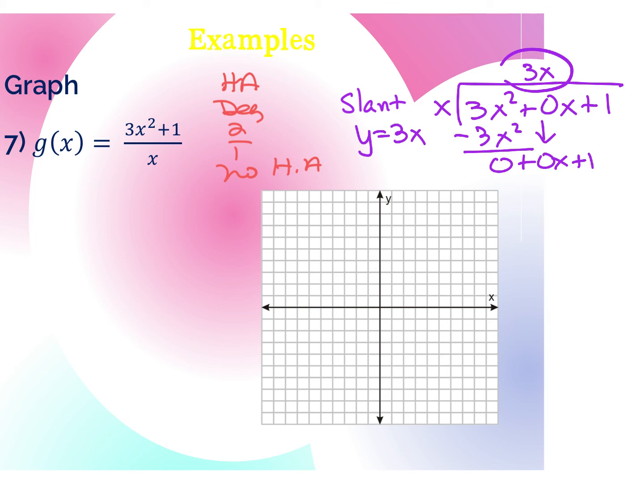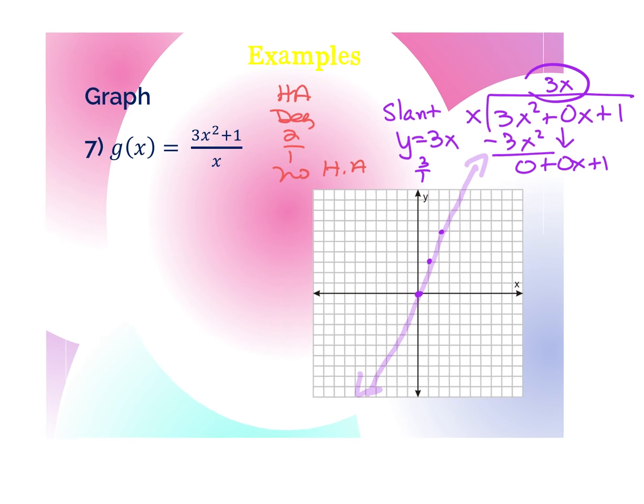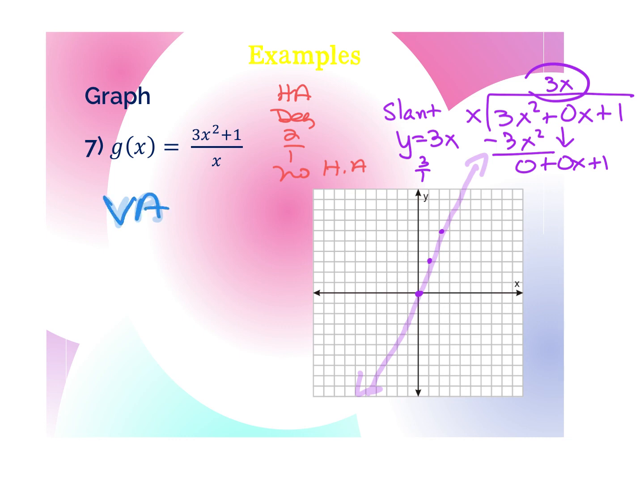So I could go ahead and graph that right now. This is in y equals mx plus b. I start at 0, 0. I rise 3, run 1. And then I could connect these points and make my slant asymptote. So that's the slant. Let me find my vertical asymptote. So remember, for the vertical asymptote, we set the denominator equal to 0. So it's just x equals 0. So my vertical asymptote is the y-axis here.